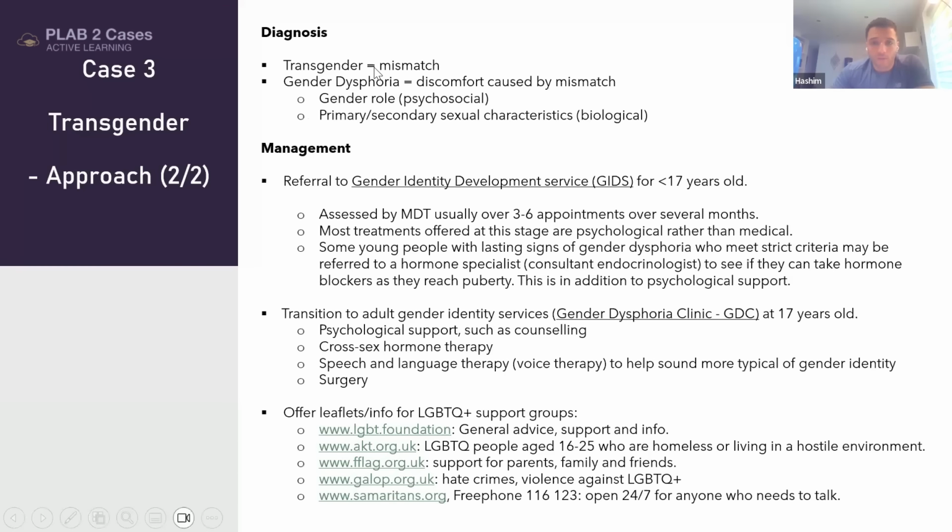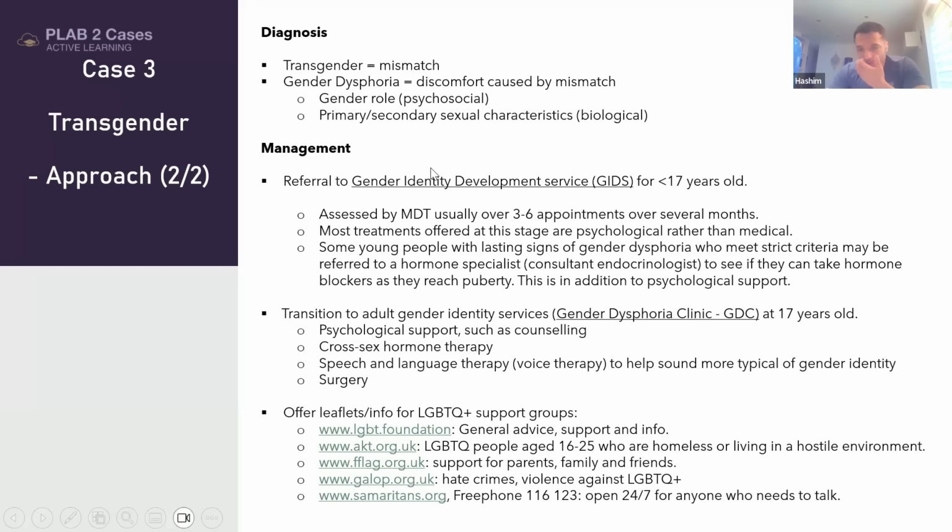They'll probably already, because they've already spoken to the LGBT Foundation, be aware of what the diagnosis is. But yeah, definitely they're aware about transgender. It might be worth giving them some information on gender dysphoria and the difference between the two. And then management. Really, management here in the GP surgery is just to refer. So if they're below 17, they need to be referred to the Gender Identity Development Service. If they're 17 or over, then they need to be referred to the Gender Dysphoria Clinic.